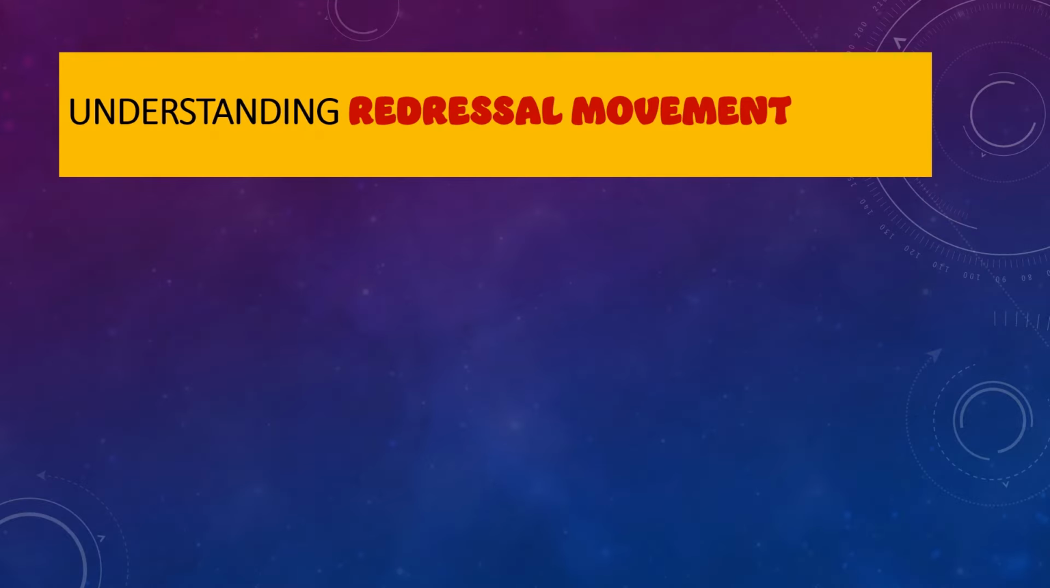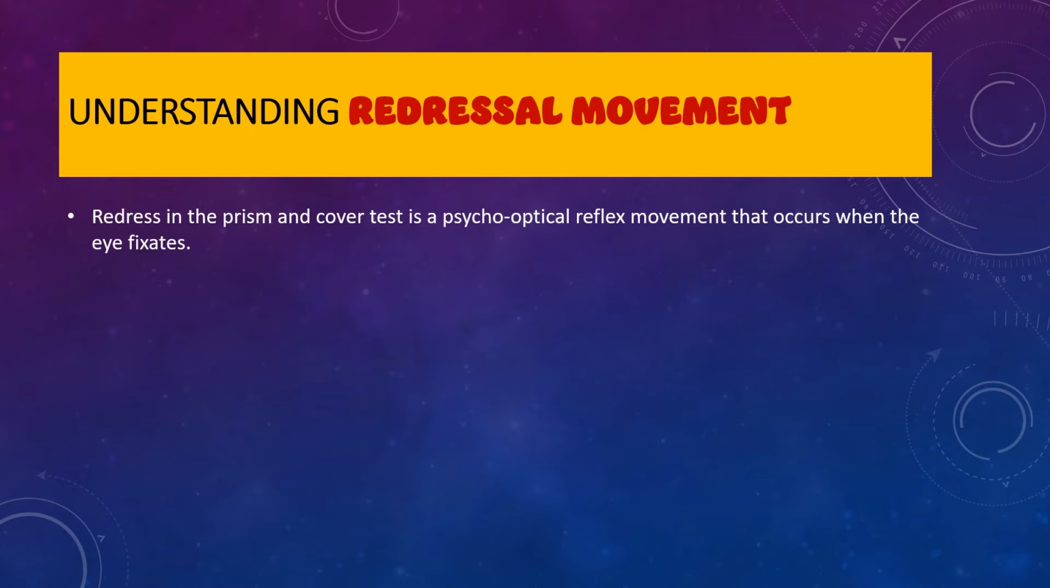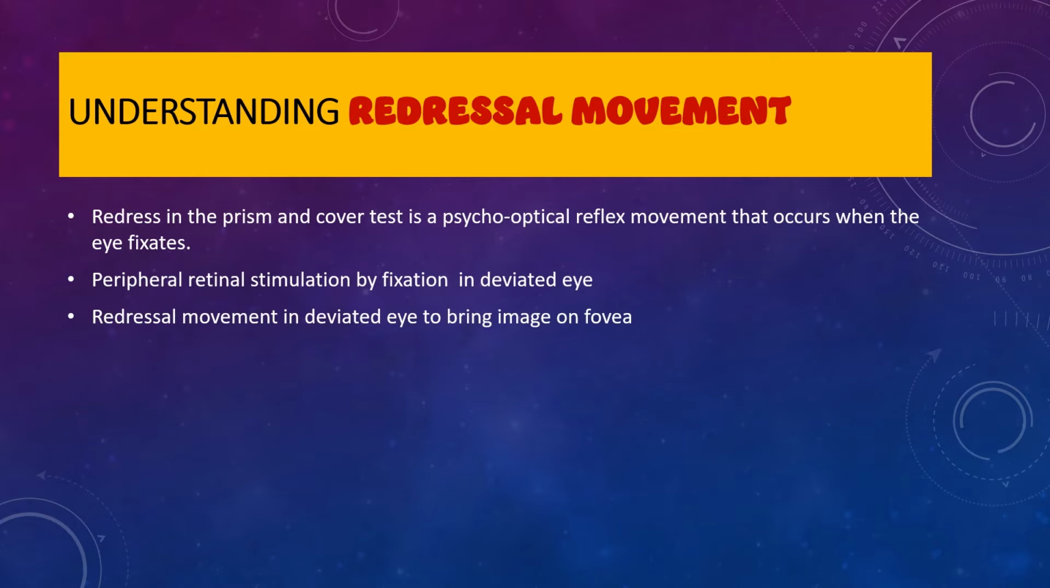So let us now summarize this concept of prism cover test or the redressal movement. So redressal in the prism cover test is basically a psycho-optical reflex that occurs when the eye is forced to take fixation. And here we're talking about the deviated eye, right? So as the deviated eye takes fixation, the peripheral retina is going to get stimulated, and there will be a redressal movement in that deviated eye in order to bring back the image onto the fovea. Now this amount of redressal movement will be proportional to the amount of squint, obviously.